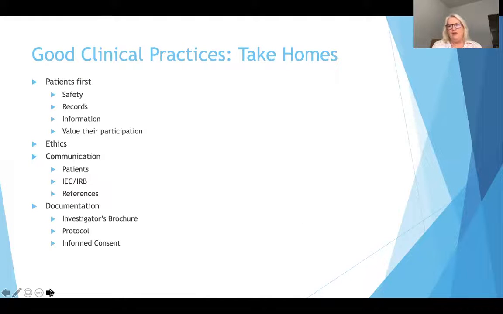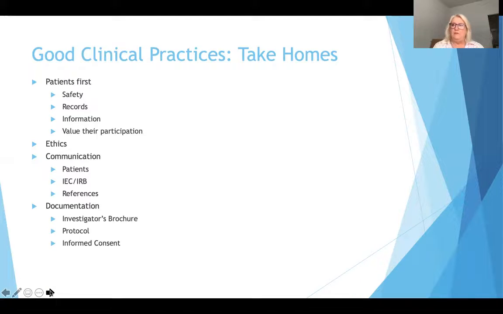So in this short presentation, I want to give you some good clinical practice take-homes. Number one is patients first: safety, recording the information that's obtained, and also respecting and valuing their participation. Number two is ethics, which I just mentioned, and I'm happy to give a speech about that later, but ethics are so important.